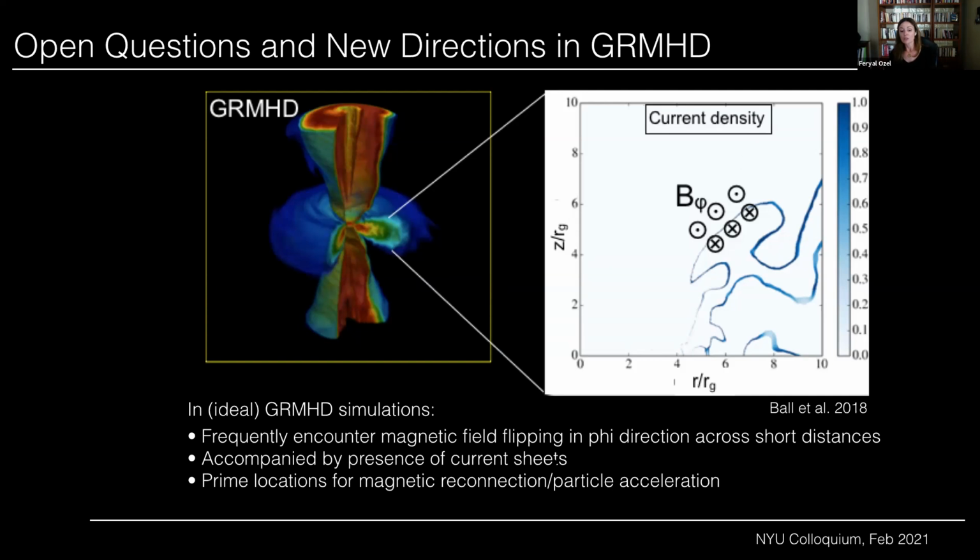So these are prime locations where the magnetic field can actually reconnect if we had allowed it to reconnect, which ideal MHD doesn't, and accelerate particles. So coupled with the long thermalization time scale, this is making the thermodynamics of the plasma quite interesting. Why do we care about this?